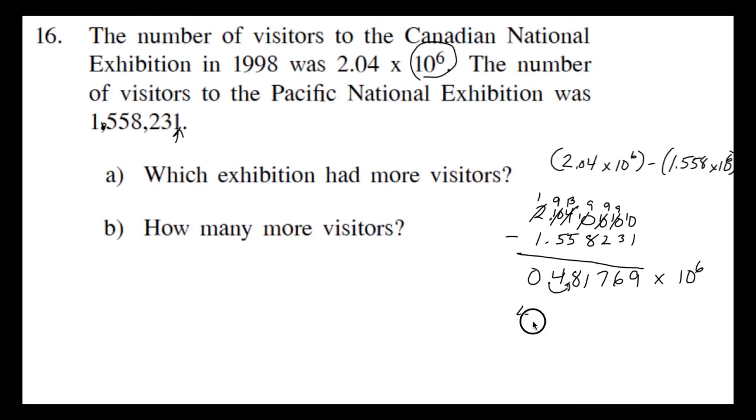So I'm going to have 4.81769. And now that's going to be 10 to the 5th would be the correct way to write it in scientific notation. So which exhibition had more visitors? Obviously the Canadian one did. And then how many more? Would be that many. And it didn't say to write in scientific notation. So we could go this way too. So 1, 2, 3, 4, 5. So that would actually be 481,769.